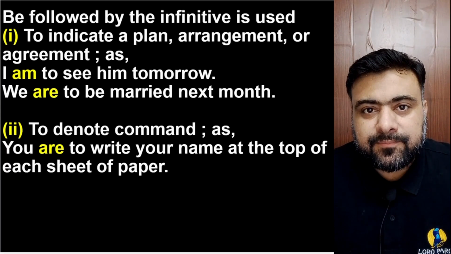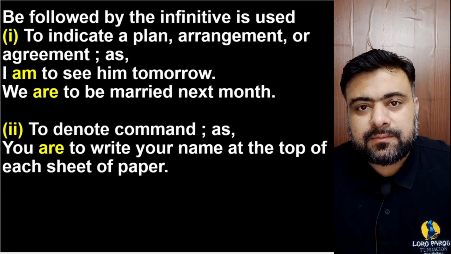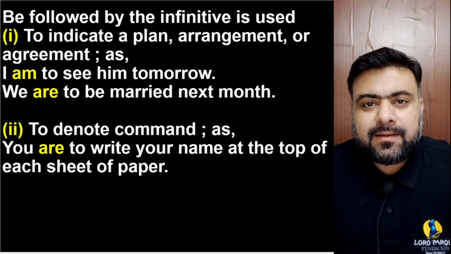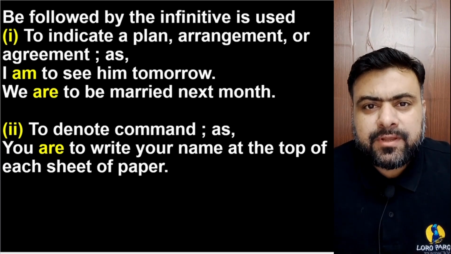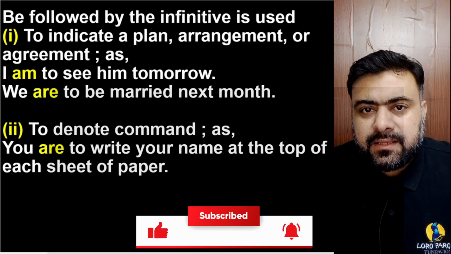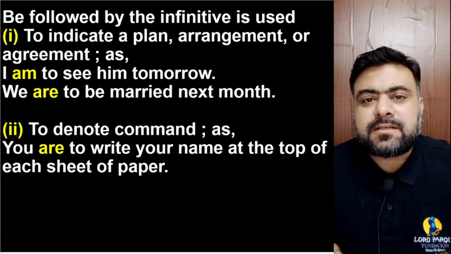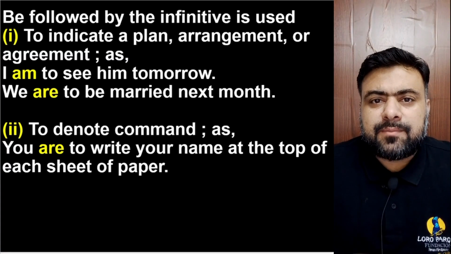It is a plan. Or, we are to be married next month. It is a plan and an agreement and an arrangement. We are. Are is the auxiliary verb be. To be married, the infinitive, next month. Or it shows a command.